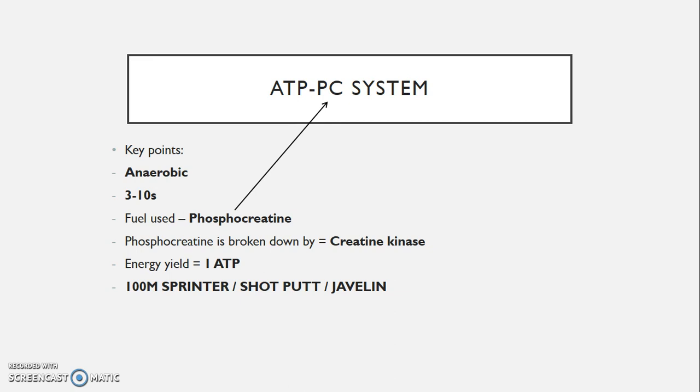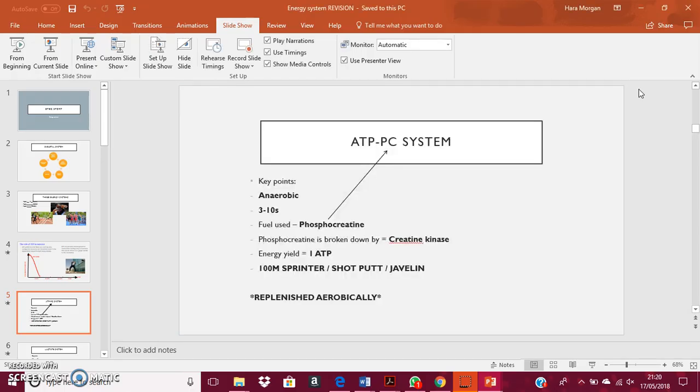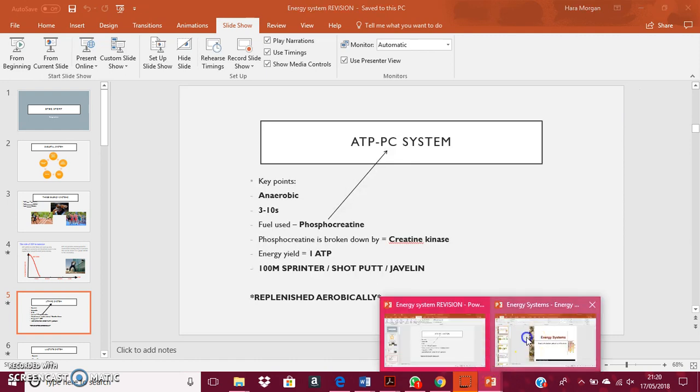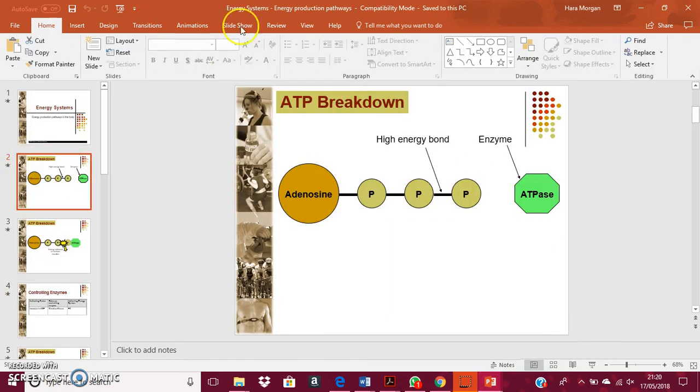Finally, a very useful piece of information that you need to know is it is replenished aerobically. So after 10 seconds, it's run out, it's gone. However, during exercise such as a marathon, when we're using our aerobic system, the phosphocreatine stores will replenish again. This is really important with team sports such as hockey, rugby, football. That's why people can continue to make short sprints and short bursts of pace, because they've replenished their phosphocreatine stores aerobically.